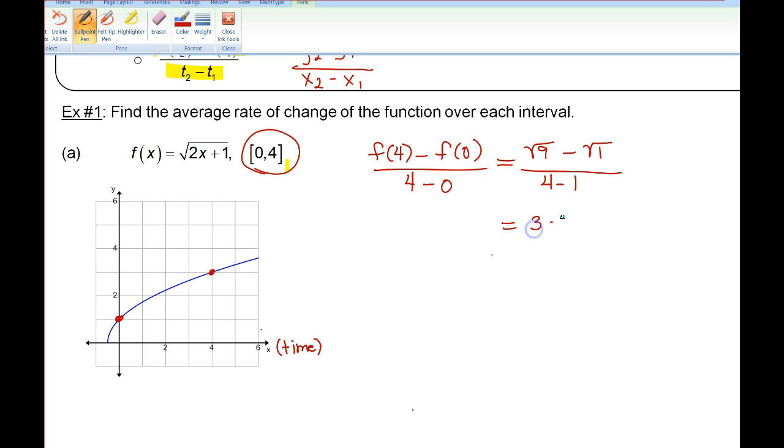All right, so we get 3 minus 1 over 3. Why is it 4 minus 1? Oh, sorry, that's supposed to be a 0. Thank you. Wait, why is it root 9? Because you plugged it into the actual function. You see it now? Yeah. So it should be 3 minus 1 over 4, or 2 over 4, so 1/2. So we get 1/2.